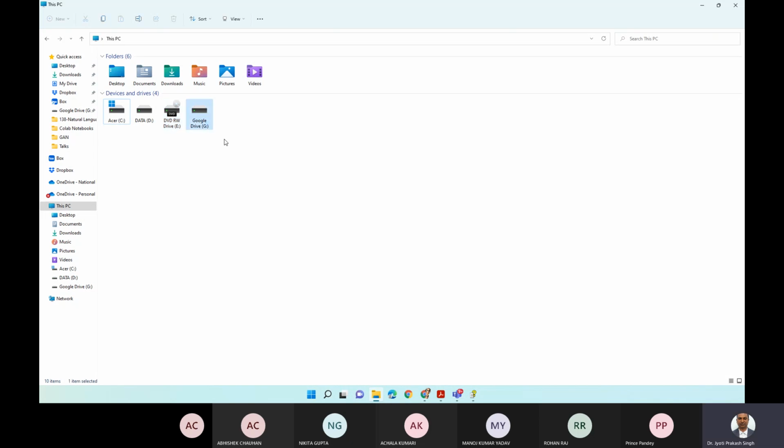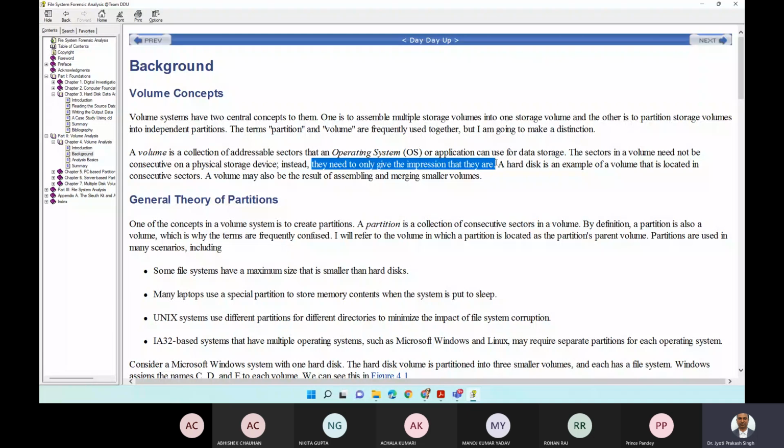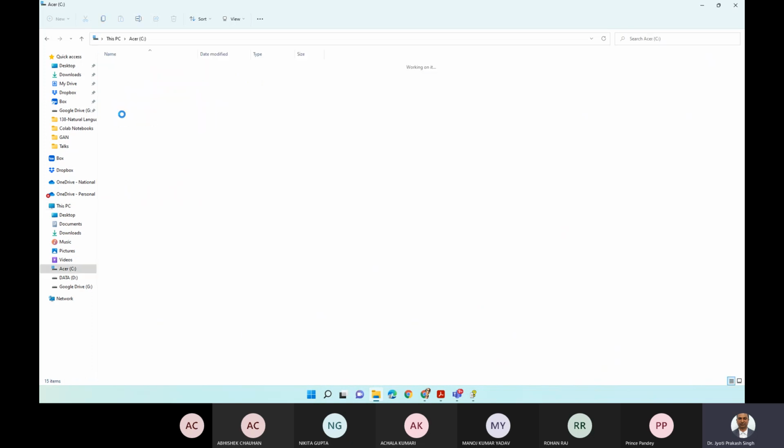So this is a logical volume, and that's why, if you look into the definition, a volume appears to be consecutive, but it only needs to give the impression that it is consecutive on a physical storage; it is not required to be. Like here, this volume, the Google Drive G, is only logical, and hence it is taking some space from this drive only. You can see here.